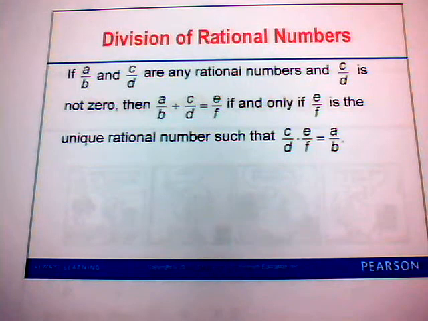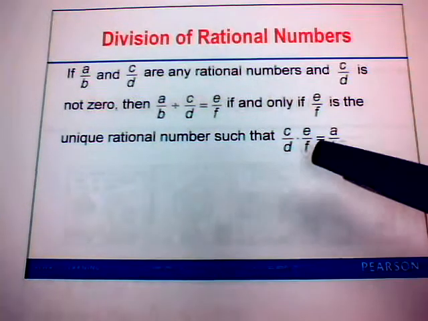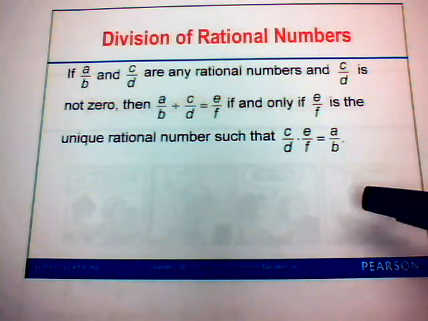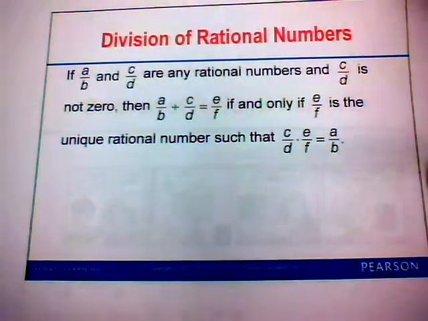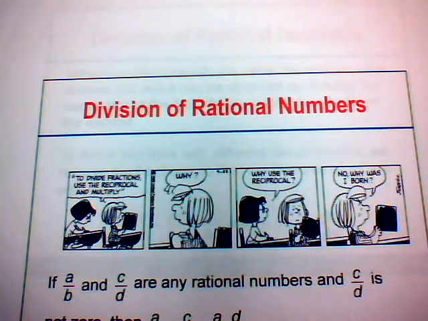Okay, if we have a over b and c over d, they're any rational numbers, and c over d is not 0, then a over b divided by c over d is equal to e over f. And that's if and only if e over f is going to be some unique rational number such that c over d times e over f will equal a over b.